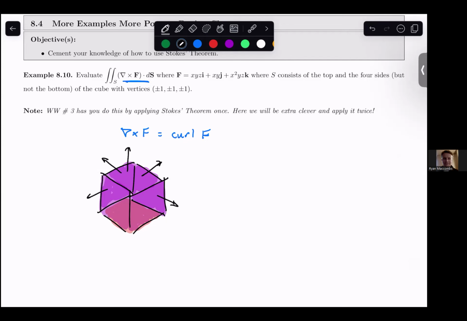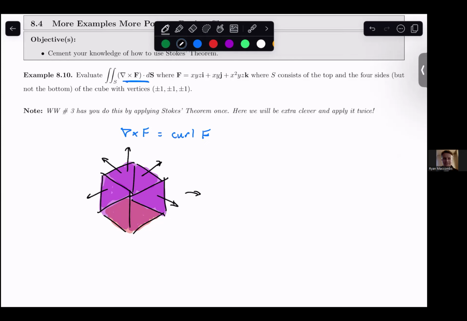And so this would be a tremendous amount of work to try to evaluate these 5 surface integrals that comprise the total surface that we're talking about. Like this note mentions here, you can apply Stokes' theorem once, and actually there's a WebWork problem that has you explore this. But maybe for this one, we'll be a little bit clever, and we can apply Stokes' theorem twice, and we'll be able to solve it even faster. So let me showcase what this looks like if you were to apply Stokes' theorem once.